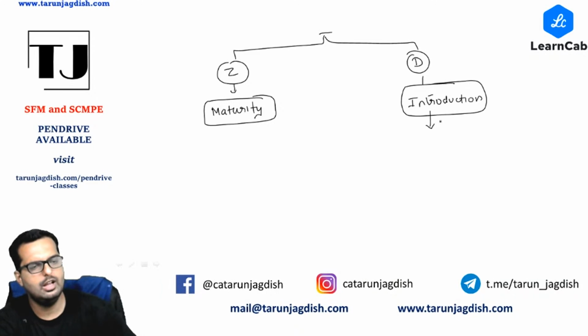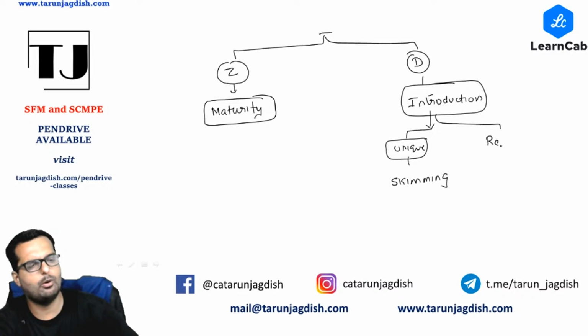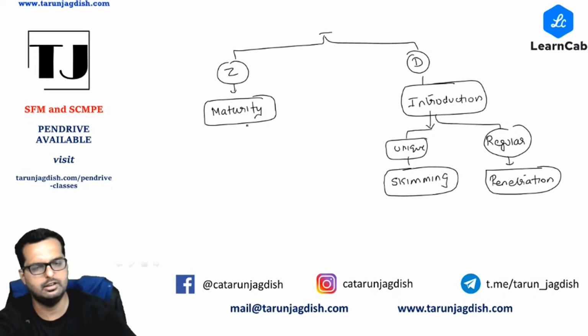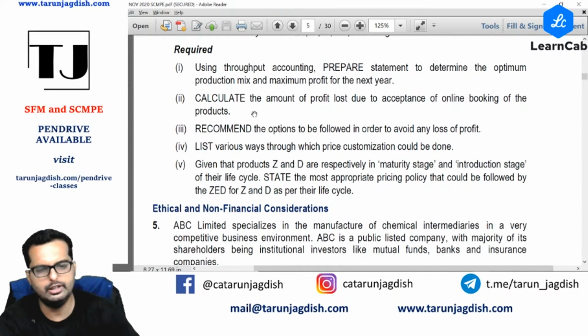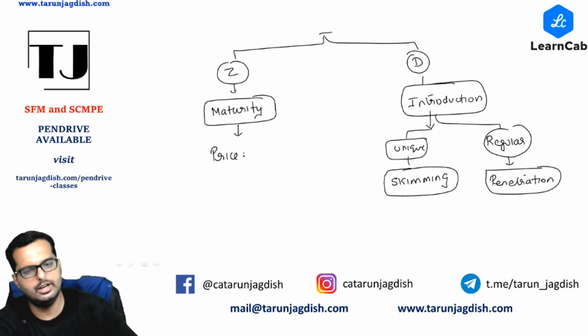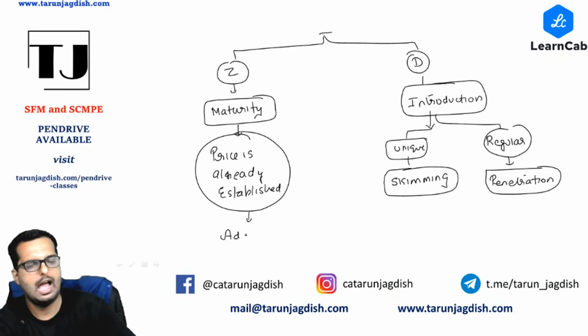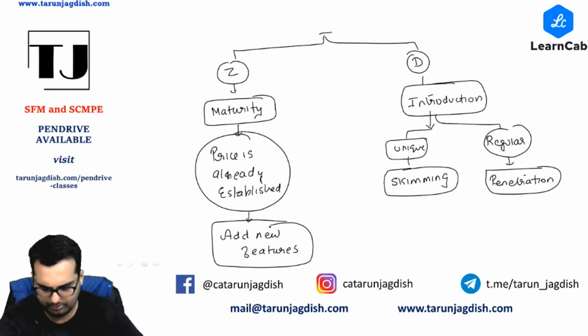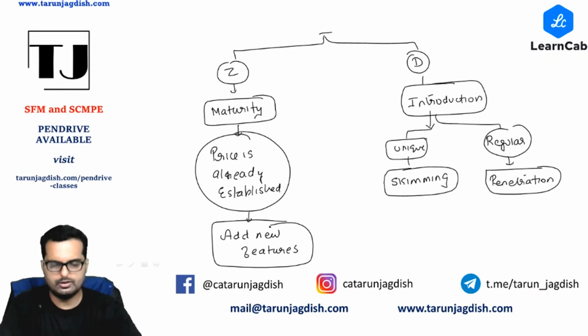If it is an introduction phase, normally if it is a completely unique product, we should go by price skimming method. If it is a regular product, in that case we should go by price penetration method. That is what Geo did. Charge a very low price and then hike it up. If this is already in a maturity phase, then the price is already established. I don't think you can do something about the price. One thing you can definitely do is add some new features. Can you please put up till here in your books now? I'll give you a minute's time, after which I'll go to the next part.